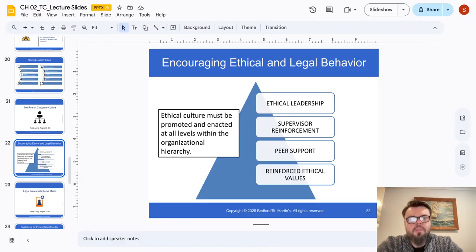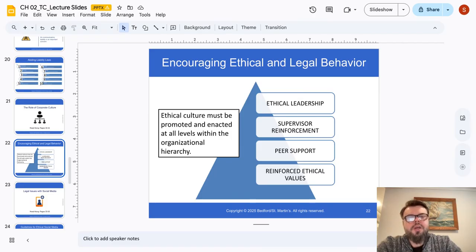Leaders set the tone by modeling ethical behavior and making it clear, through their actions, not just words, that ethics matter. Below that is supervisor reinforcement. Supervisors play a crucial role because they translate abstract values into everyday decisions.